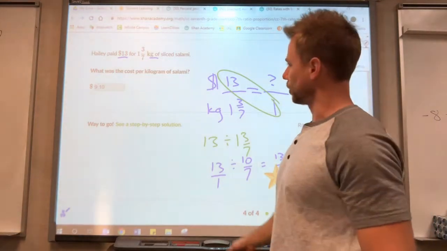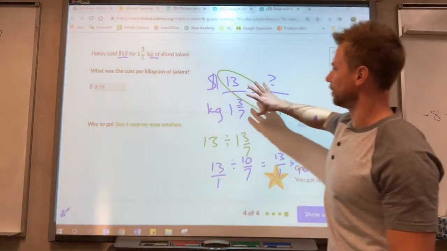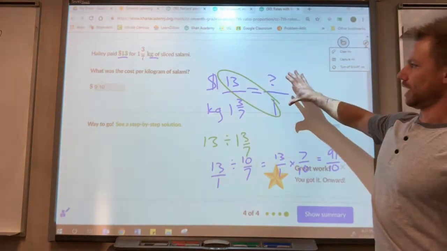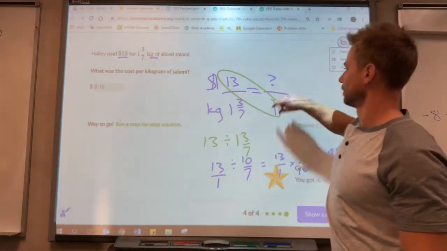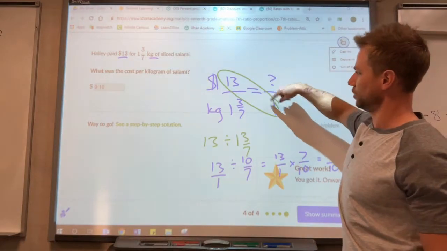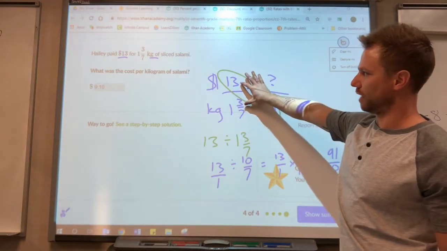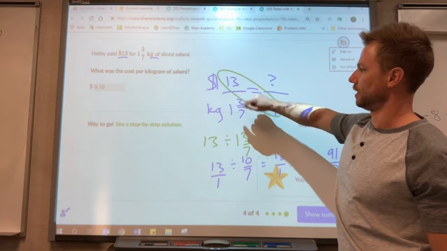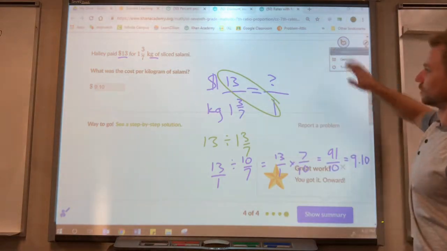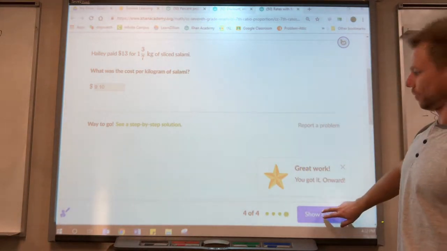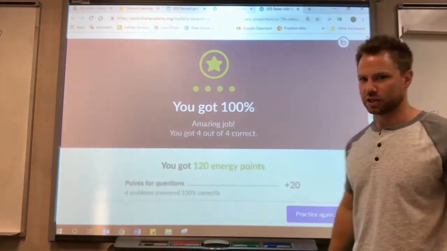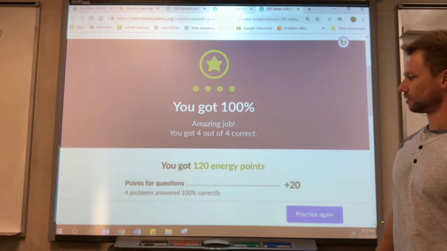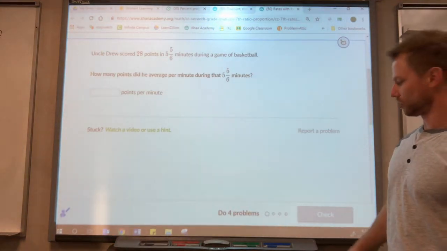Or if you're starting to see what happens when you're finding the unit rate or the constant of proportionality, we're basically just dividing. Since we're multiplying by 1, that doesn't change it at all. So we're basically just dividing those two numbers. Dividing 13 by 1 3/7. Okay? So you could do it that way as well. I kind of like the proportions a little bit better just because it really shows all the steps of what's happening and what's going on.